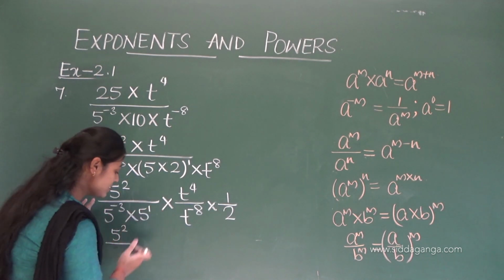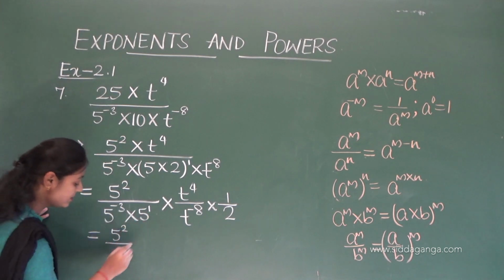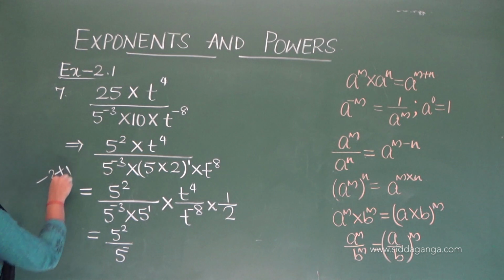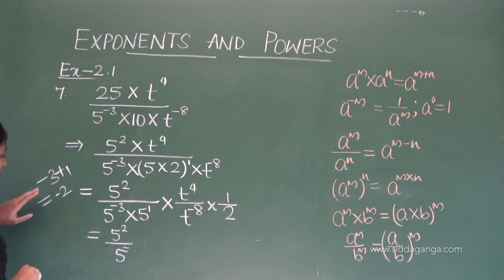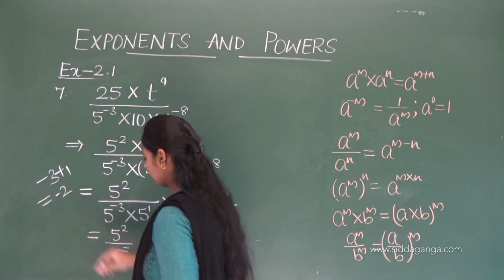So you write the law you have used: 5 to the power of m plus n, minus 3 plus 1. So minus 3 plus 1 is equals to minus 2. One negative number, one positive number, we have to subtract those two numbers. Highest number sign is minus, so minus 2.